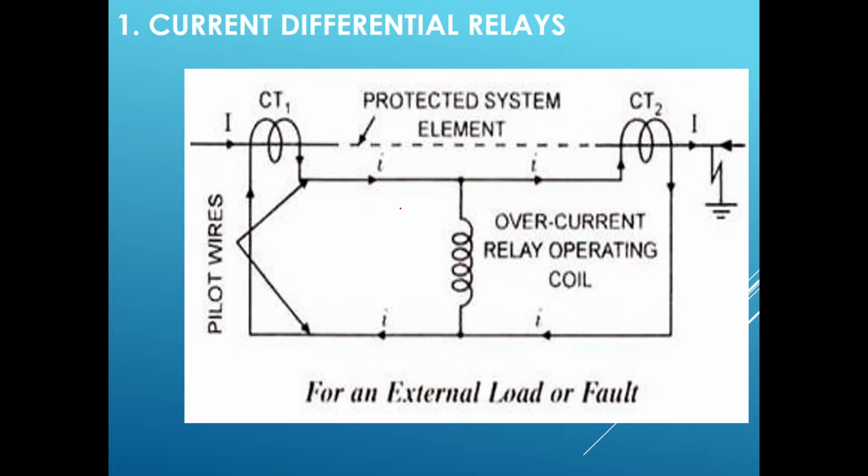No current will flow through this relay. So the current entering this relay coil, the overcurrent relay, is 0 amperes. The current entering this junction and leaving the junction are both the same, so there will not be any differential current. So no current will flow through the relay coil.